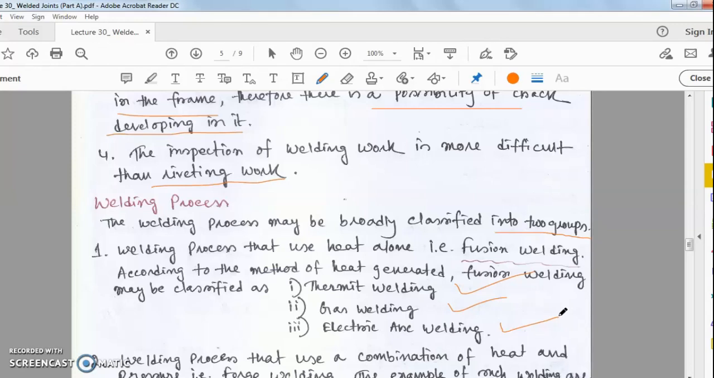But remember that these three welding methods are under fusion welding, because they primarily require only heat. There is no requirement to use external pressure. Only heat is sufficient to fuse the edges of the metals which are to be joined.